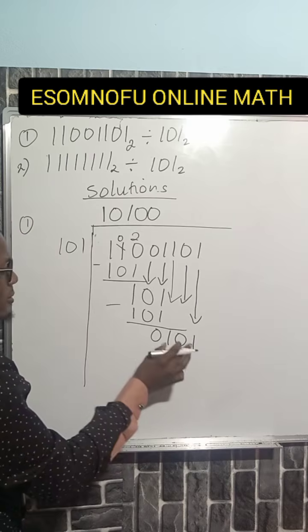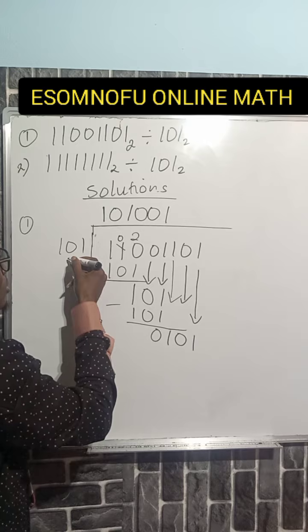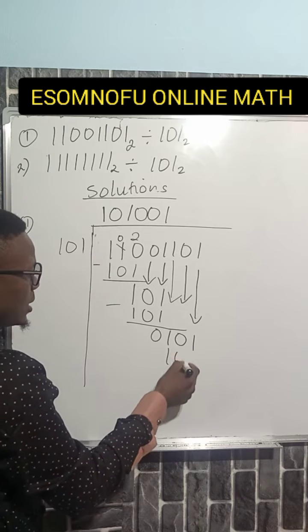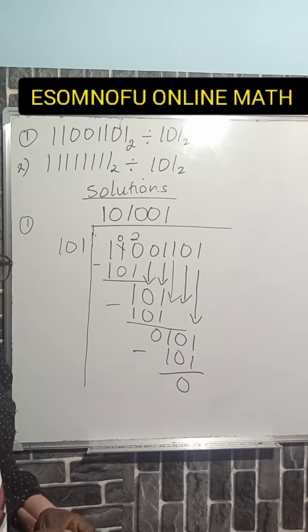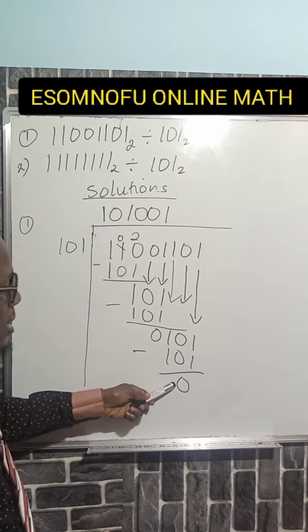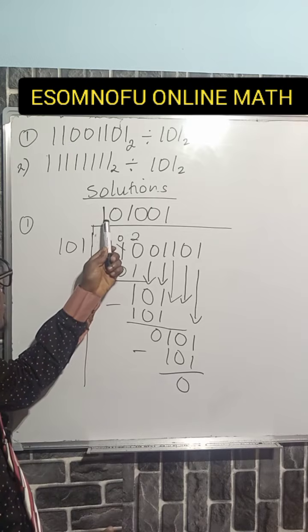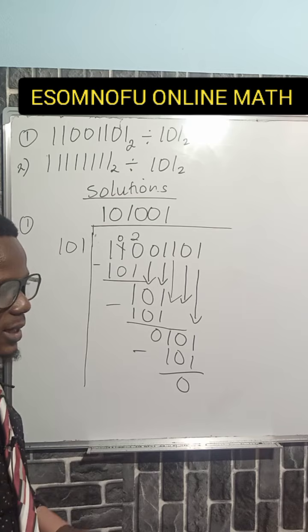Then 101 divided by 101 will give us 1, and 1 times 101 will give us 101. And when you subtract this time around, you are getting 0. Once you get 0 as your remainder, you stop. So the answer to this division is 101001. That is the answer.